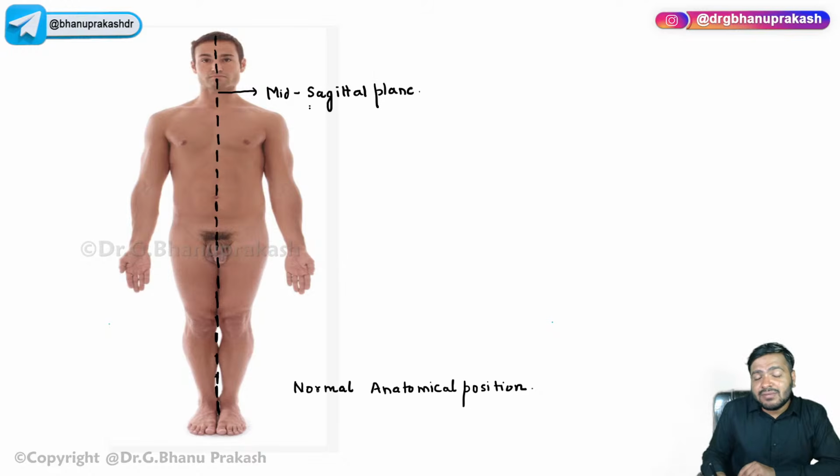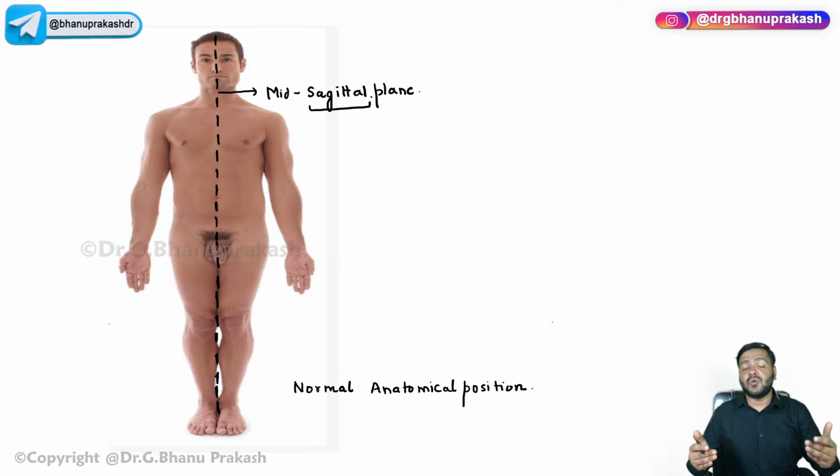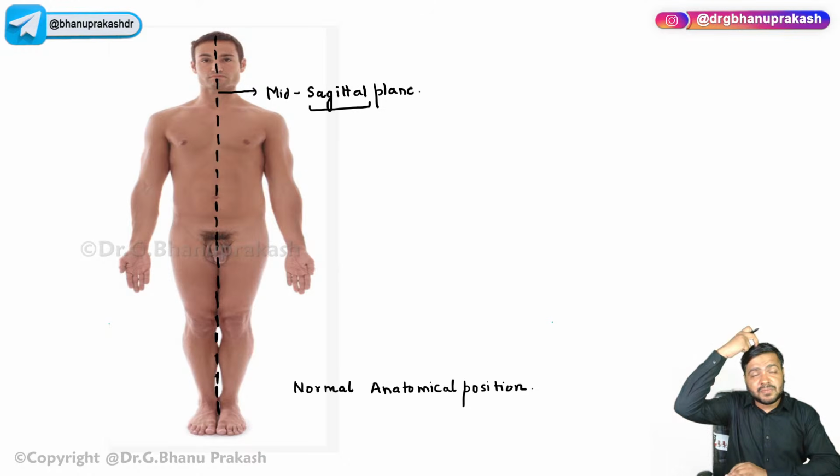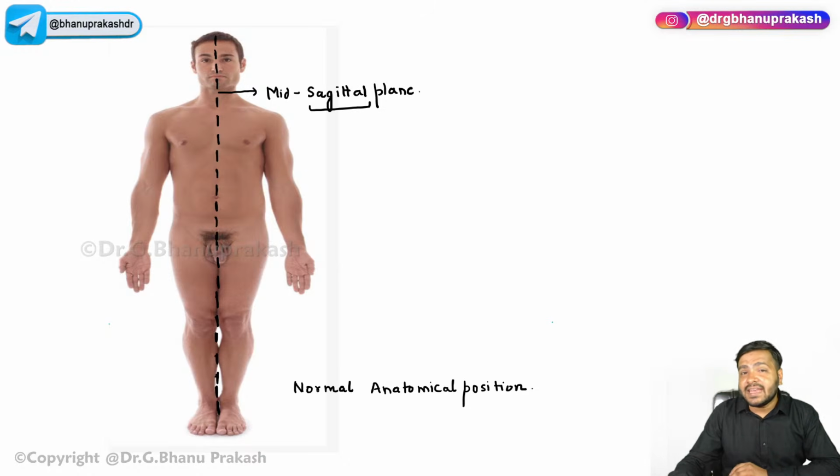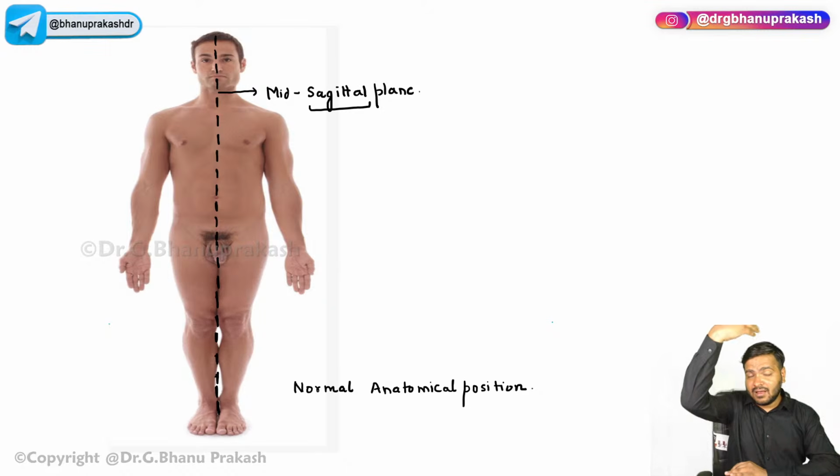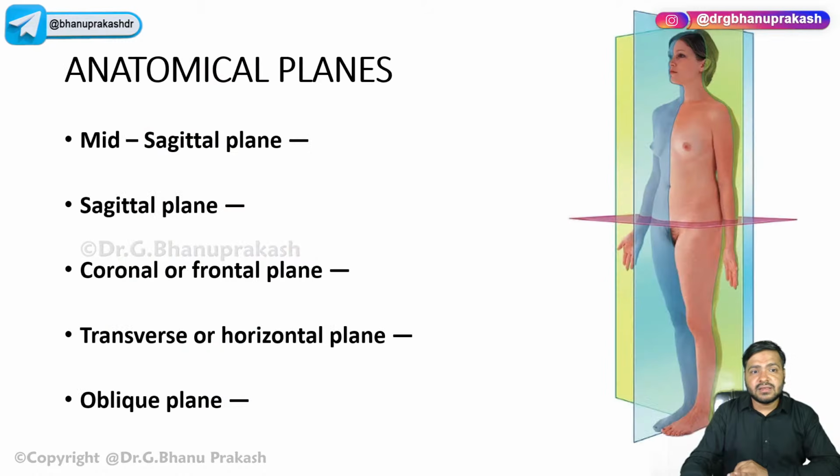I will be coming to the sagittal word again tomorrow, because in general anatomy, I will be teaching you the bones, the joints, and everything. There is a suture present in between, called the sagittal suture, exactly in the mid of the cranium bones. You have to remember this name is basically on that particular suture. So remember the mid sagittal plane.